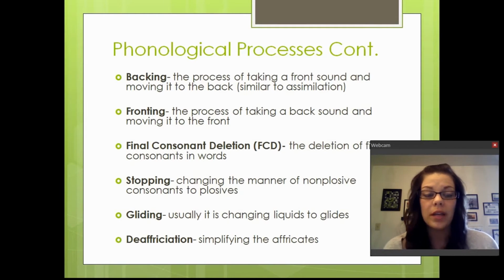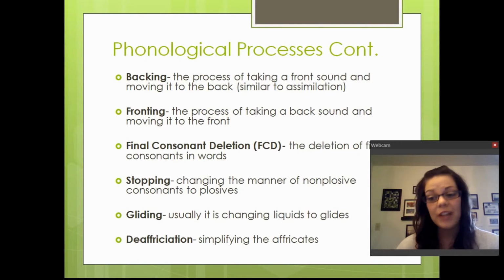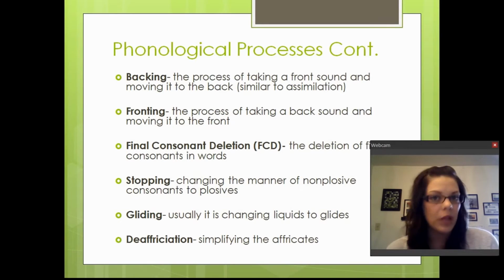Typically L and R would be a little bit later developing sounds. So when a child does not have those sounds in their consonant inventory, they will use a different sound to substitute it. That being said, most children use the same rule. So remember, these are rule-based errors. Phonological processes are rule-based errors. So if a child doesn't have the L, then they might use wake for lake.